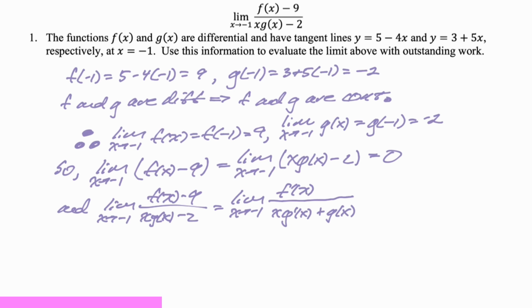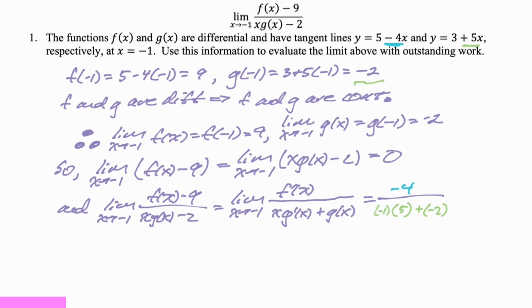So f prime we can get from the tangent line. So up here we know that f prime of negative 1, not of anything. This is only the tangent there. Sorry, got confused for a second. So f prime of negative 1 is definitely negative 4. In the denominator, we have x is negative 1. G prime of negative 1 is going to be the slope of the tangent, so it's 5. And then plus g of negative 1, which we figured out was negative 2.